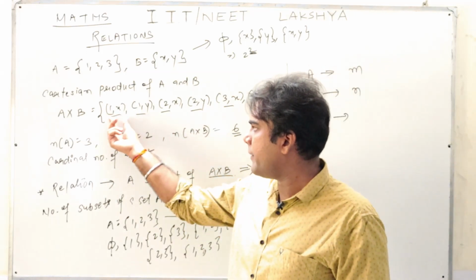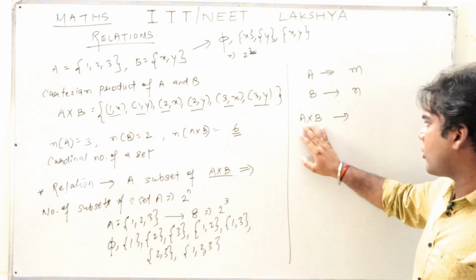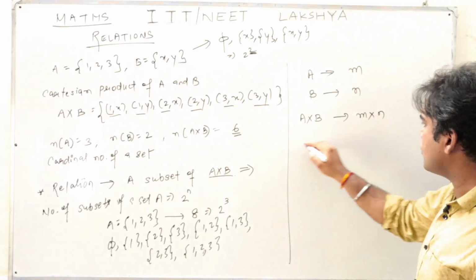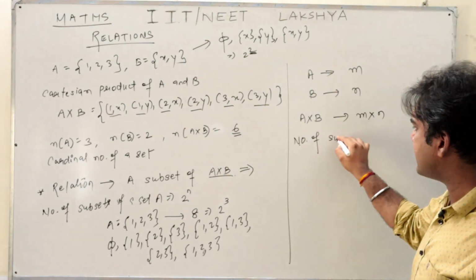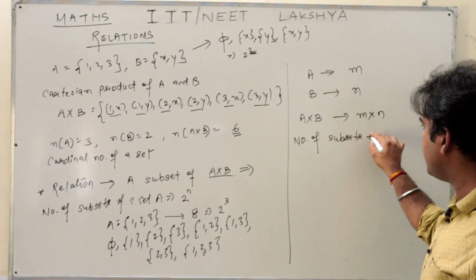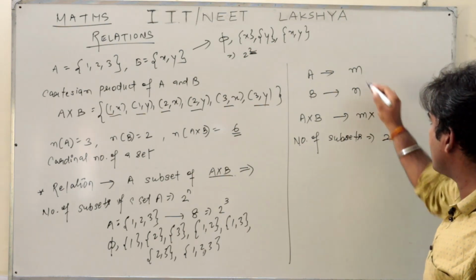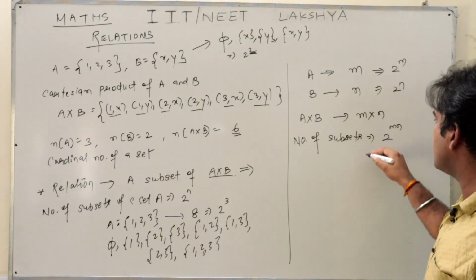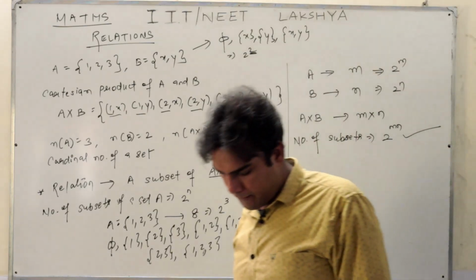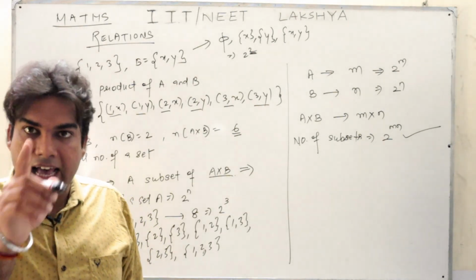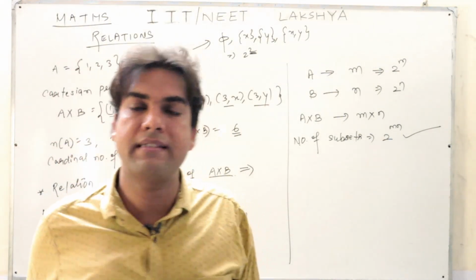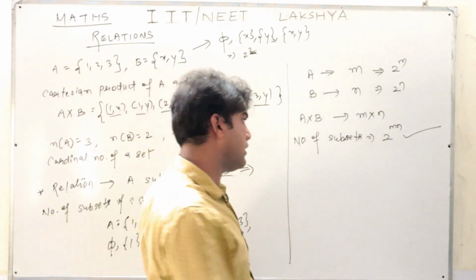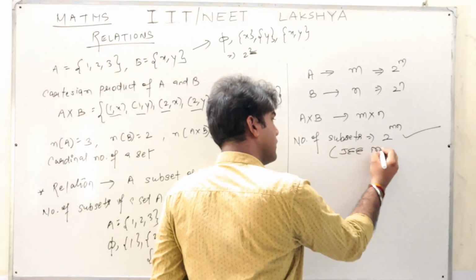This is your ordered pair. So in A cross B, the Cartesian product of A and B, the number of elements will be m into n. So the number of subsets of A cross B will be 2 power mn. As a subset is nothing but a relation, the number of relations is 2 power m into n. This is your JEE Mains question.